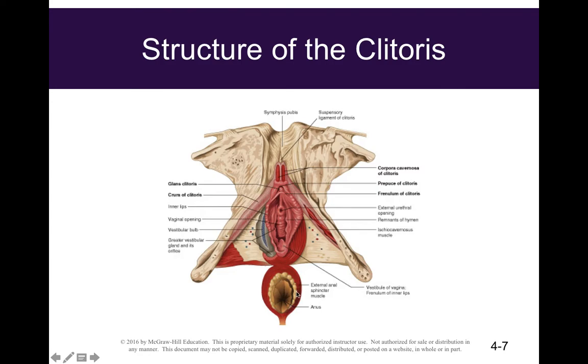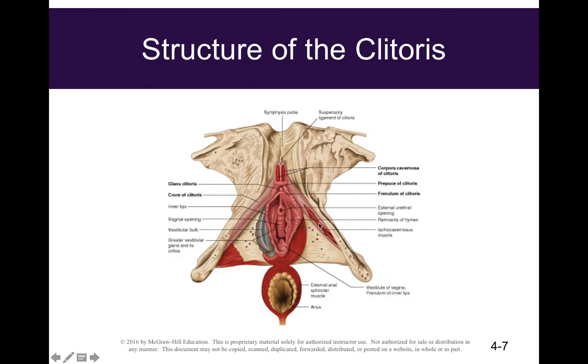Back here is the external anal sphincter muscle, the most important muscle in the body, as it holds in our poop, right? Very important muscle. It's the one that when you contract it, it closes off that circle and closes off the anus and keeps your poop on the inside.